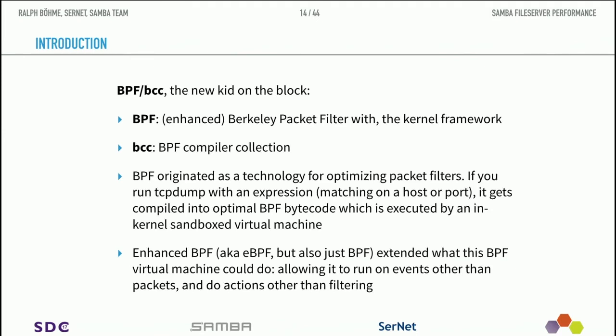So BPF, mentioned before, originated in the Berkeley Packet Filter, and BCC is the BPF Compiler Collection. BPF originated as a technology for optimized packet filtering. If you run tcpdump with an expression matching on a host or port, it gets compiled into bytecode, which is then executed by an in-kernel sandbox virtual machine. That happens if you run tcpdump.